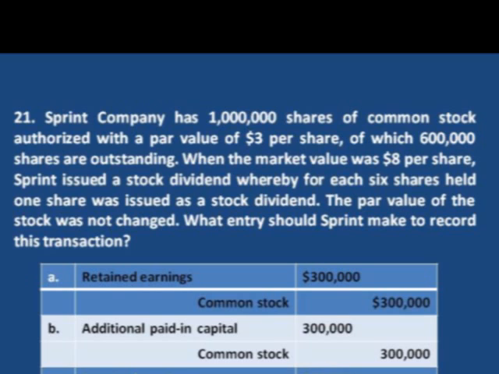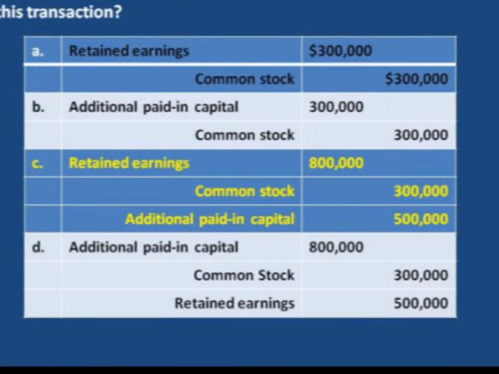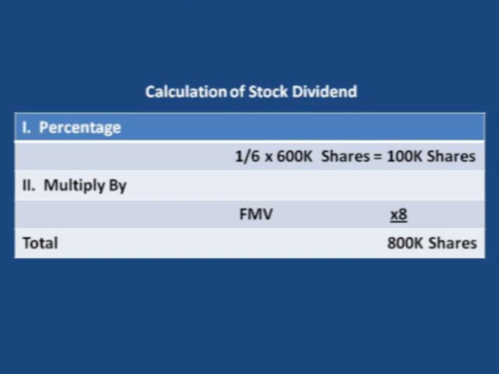Retained earnings, looks like the answer is going to be C. You say, wait a minute, you did that too fast. Okay, let's come back now. How do you calculate a stock dividend? Calculation of a stock dividend. What you do is you take the percentage. I always use the percentage the same way.